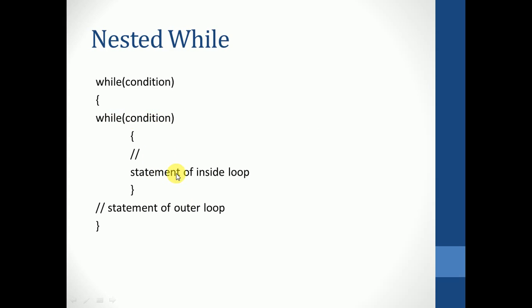Now it enters and the statement is printed. Now it sees the closing bracket. Then it checks the condition again, and if the condition becomes false, what happens? It comes to the statement of the outer loop. After printing the statement of the outer loop, it sees the closing bracket. Now it goes again to the outer while condition and starts executing. Okay, that is your nested while.